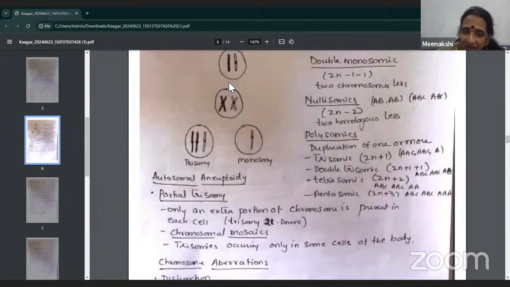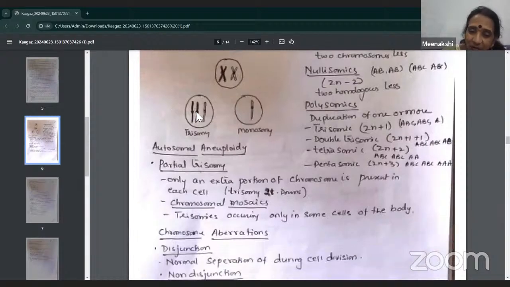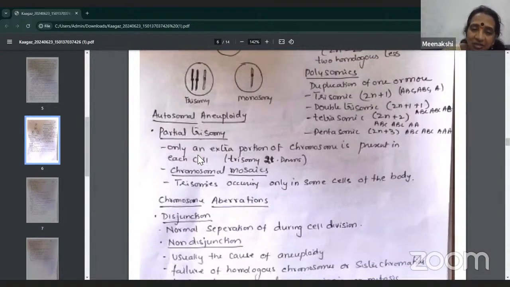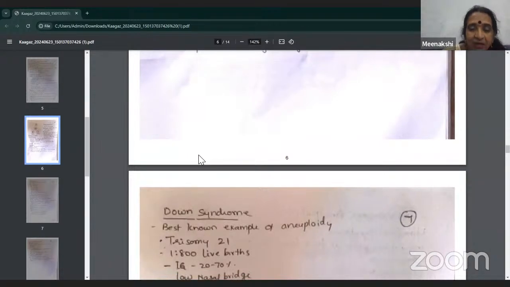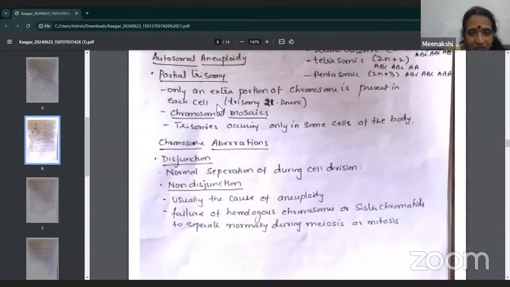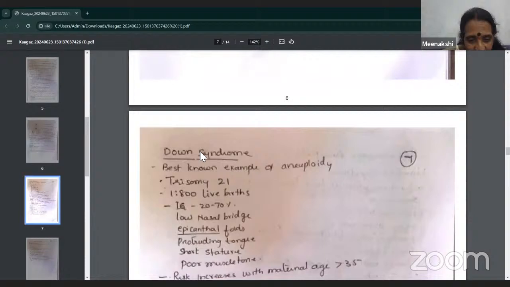So this is called non-disjunction. Generally, an equal amount of chromosomes should be given to the two daughter cells, but it is not happening. So this kind of phenomenon is called non-disjunction. And because of non-disjunction during mitosis and meiosis, you see the condition called aneuploidy. Now coming to each one of it, trisomy, Down syndrome.